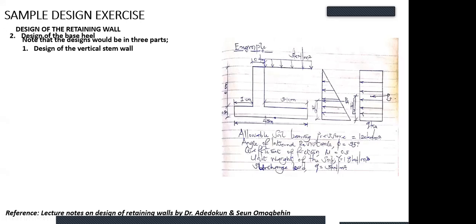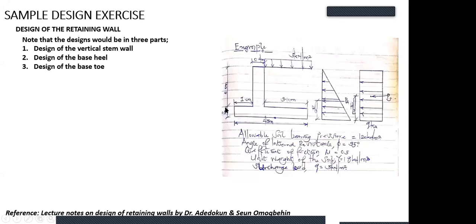The first part is you design your vertical stem wall, and this is your vertical stem wall. The second part is your base heel. The base heel is from here to here. Now, the third part is your base toe, from here to here. So you are going to get a separate reinforcement for this, a separate reinforcement for this, and a separate reinforcement for this.